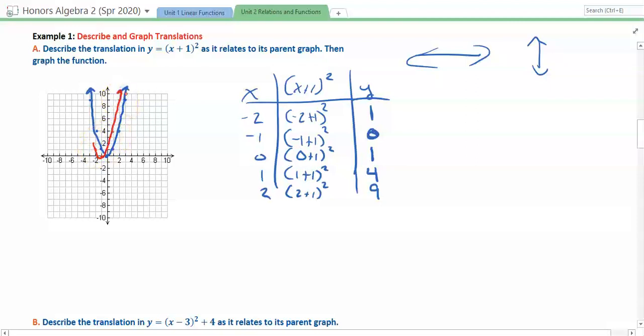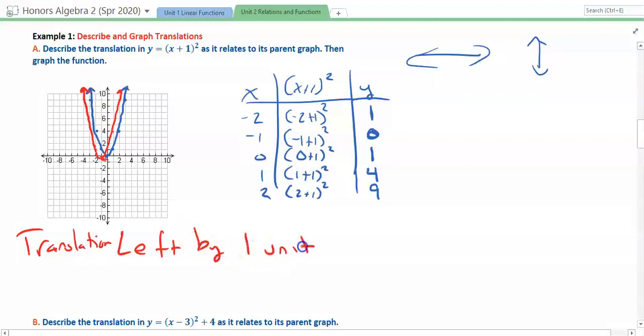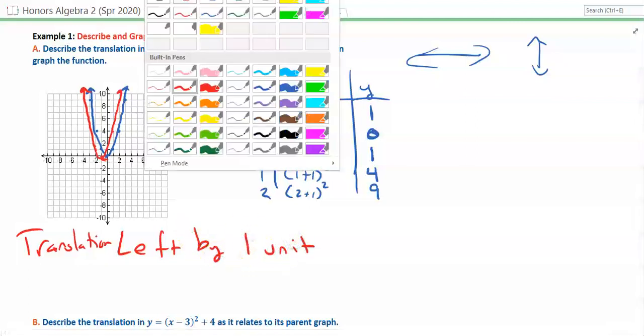Now, remember that parabolas are symmetric, so this one would also come up to here if we were to continue our table. And so what does it look like this function did? Where did it shift from the blue to the red? Well, if I look at my vertex, it shifted to the left by 1 unit. So this is a translation left by 1 unit.